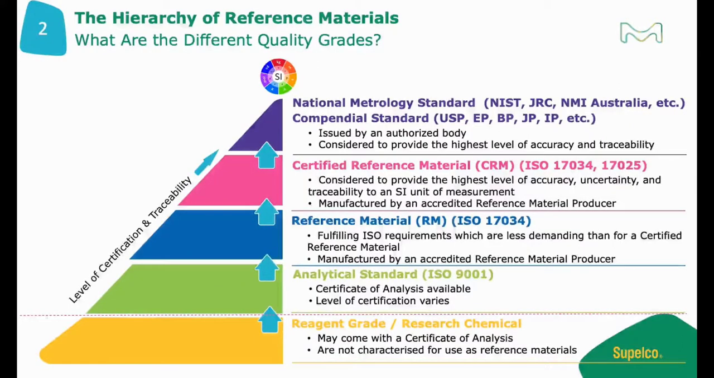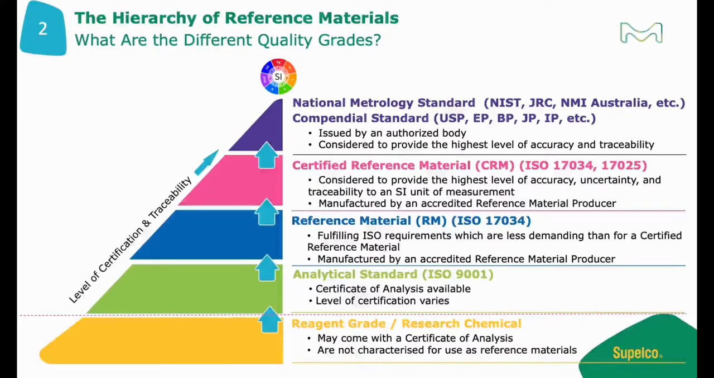Now, with this basic metrological concept in mind, let's take a look at the different types of reference materials. As this hierarchy pyramid shows, the level of certification and traceability requirements increases the higher you climb up in the pyramid. At the top level, we find the primary standards. The primary measurement standards are produced by national metrology institutes like NIST in the US or JRC in Europe. These authorized bodies are recognized by their national governments as the source of truth, considered to provide the highest level of accuracy and traceability in a reference standard.